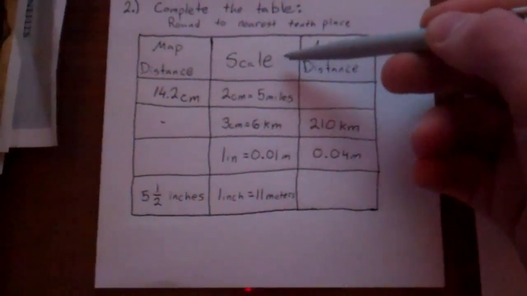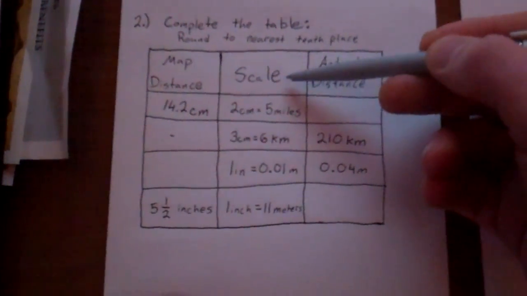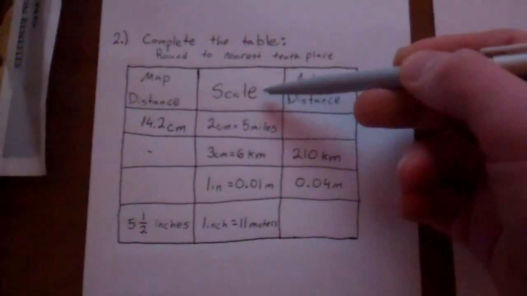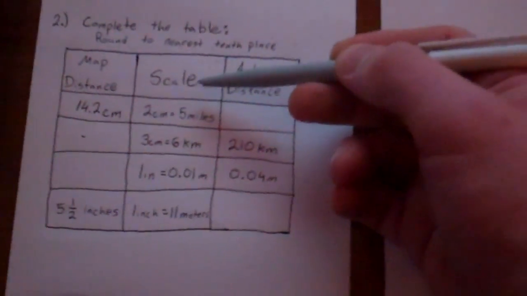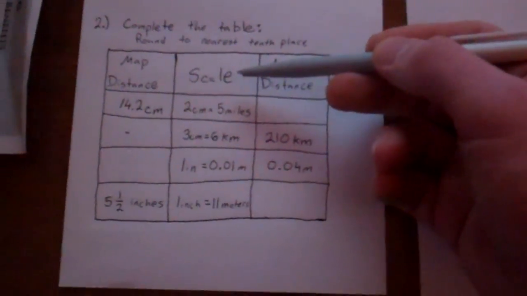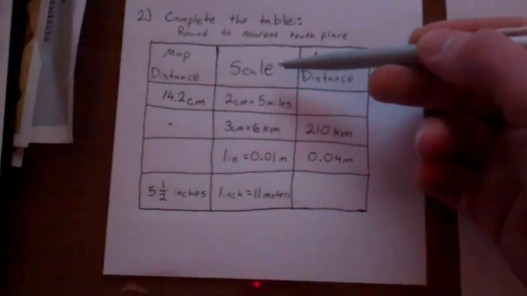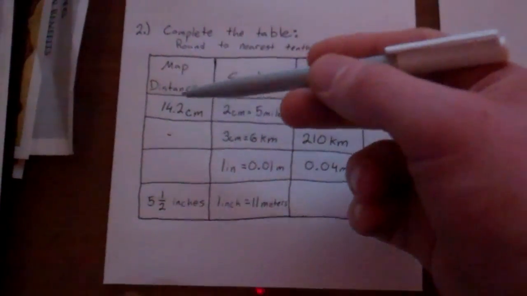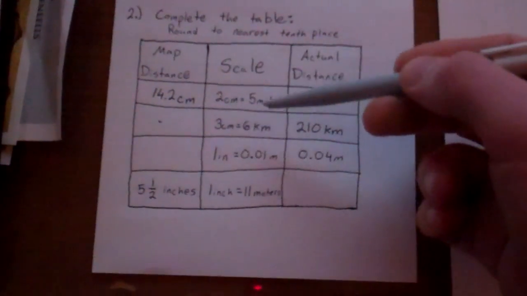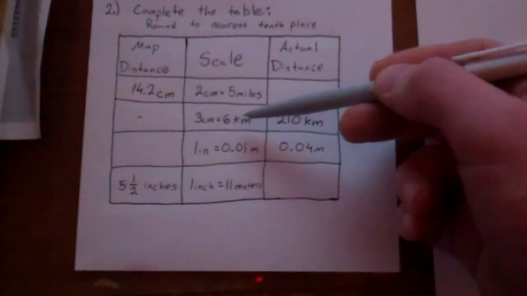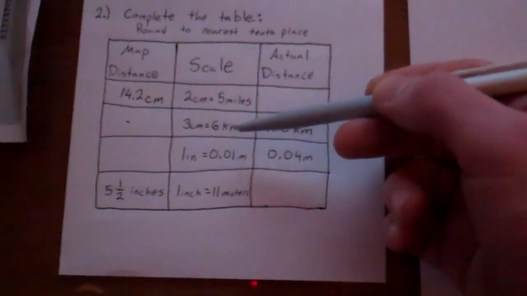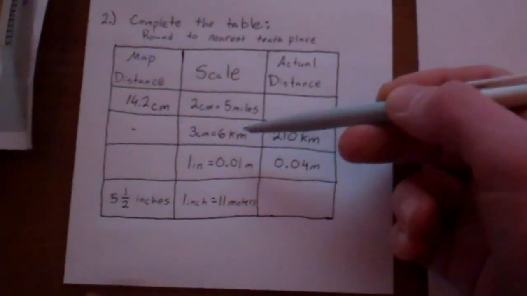Now, like we've talked about, the first thing you start with is the scale. It's almost always going to give you the scale. If it doesn't, then you know exactly what type of problem it is. It wants you to find the scale factor. But for these, it's just going to ask you to find the actual or the map distance. So the scale for this one is 3 centimeters for every 6 kilometers, and we set that up as a ratio. That's the first ratio we set up.